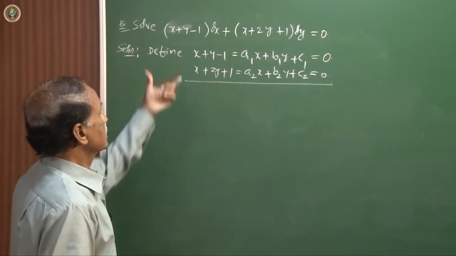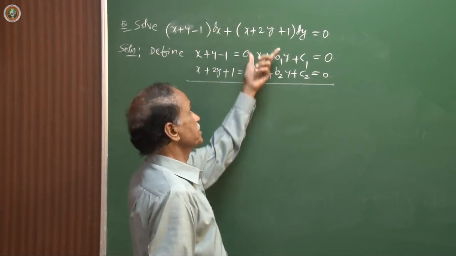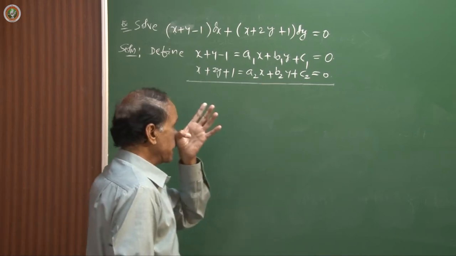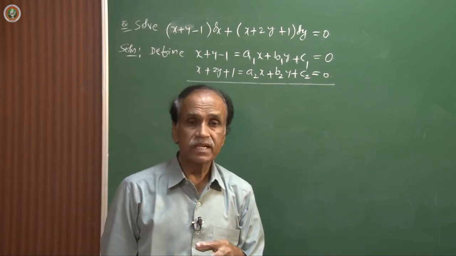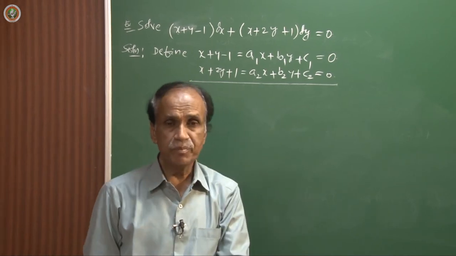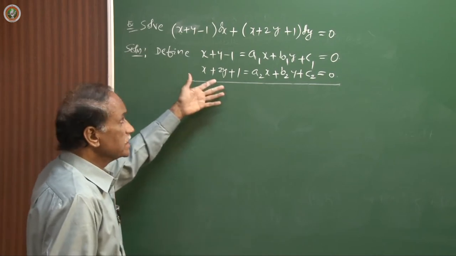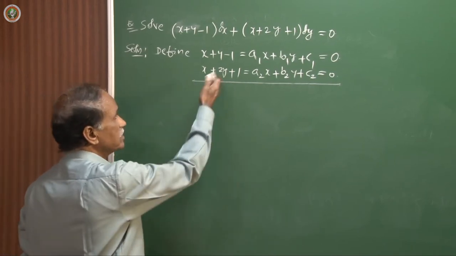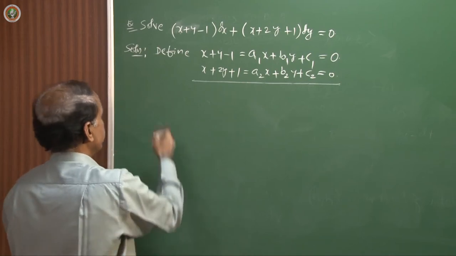Simple comparison. This coefficient set is one equation of a straight line, and this is another equation of a straight line. Then we will see whether these two straight lines are parallel or whether they are intersecting lines. Okay, we will solve these equations. Otherwise, according to case 1 and 2, we will verify.